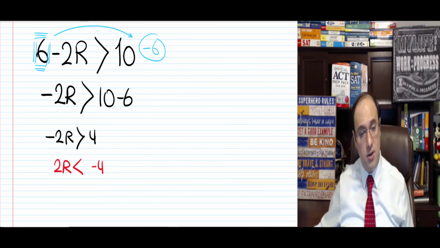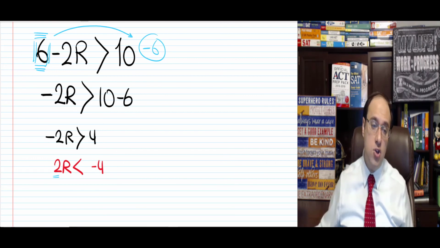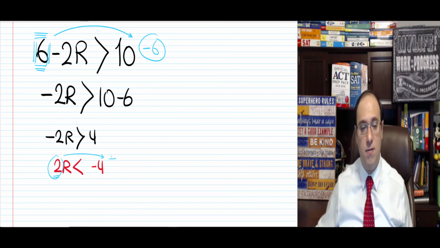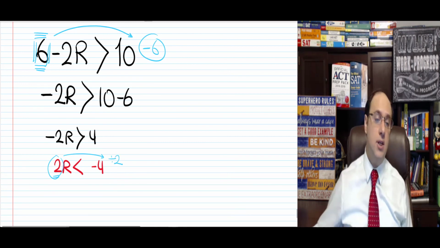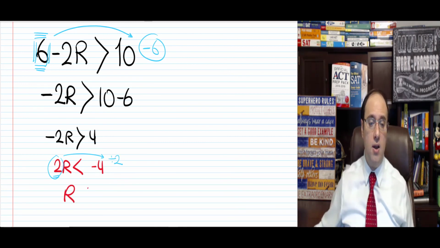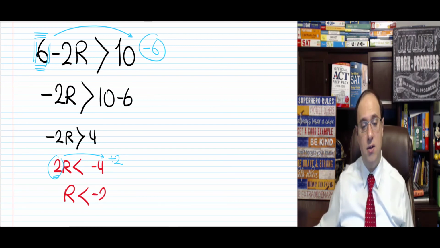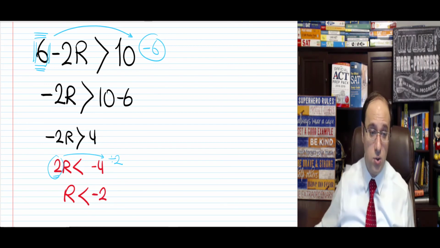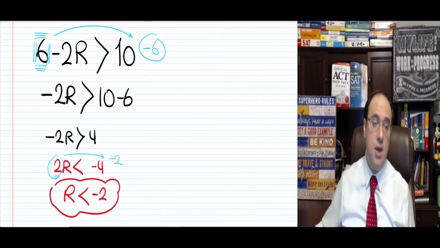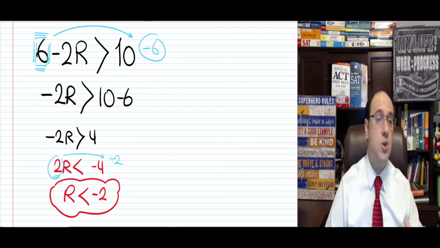Now, let's get rid of the 2 times r. 2 times r means r times 2 goes to the other side as divided by 2. This leaves me with positive r is less than -2, because -4 divided by 2 is -2. Here's my answer. Super? Super.